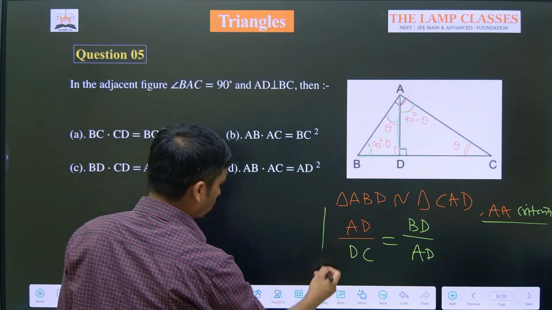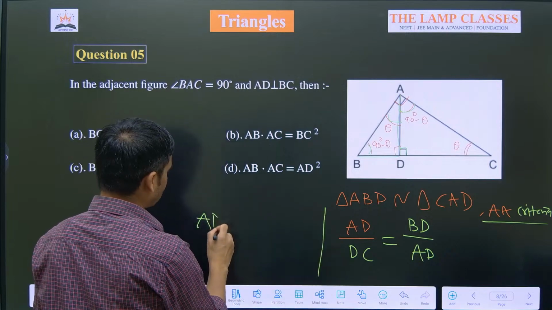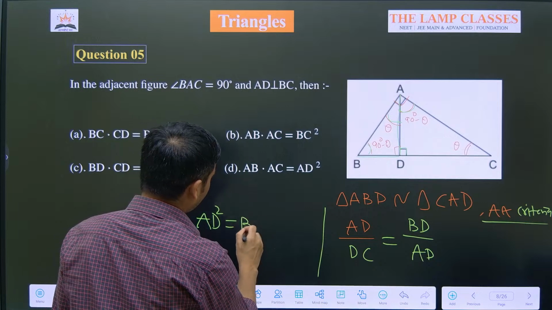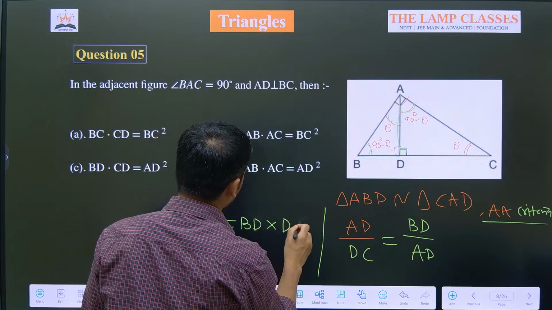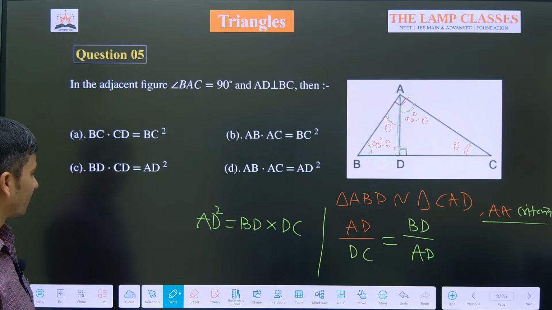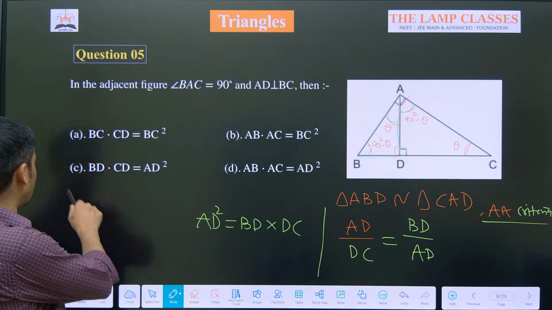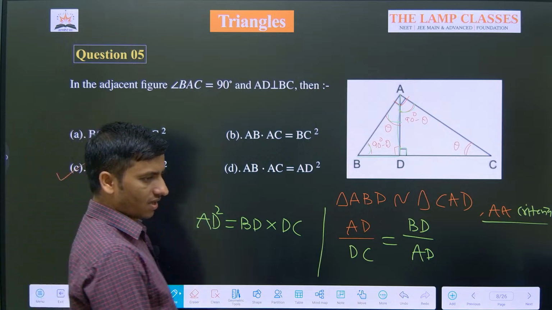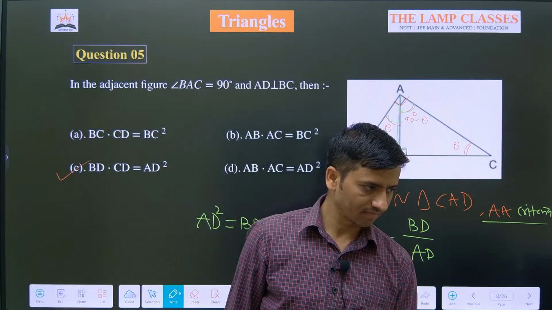And now just cross multiply this. So it's actually AD square is equal to BD into DC, or DC into BD. Which option says that? Where do we have AD square is equal to BD into DC? So it's actually option C, right? Are we all getting it?